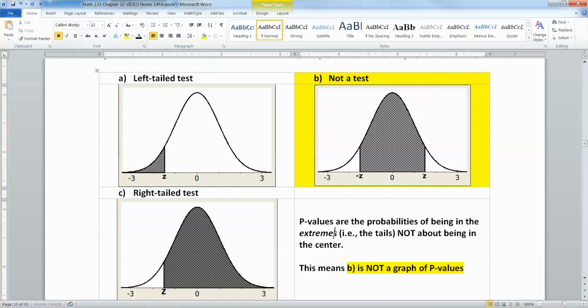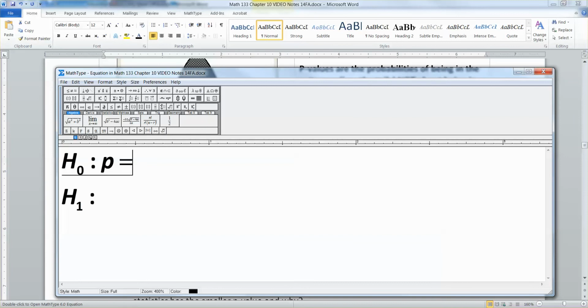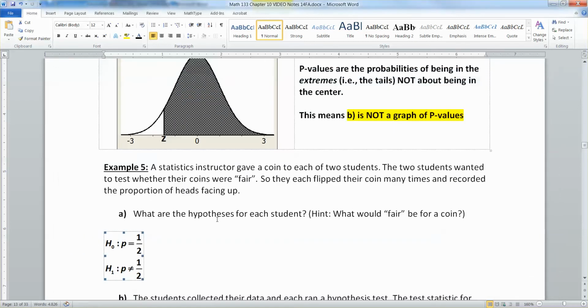All right, now let's think about this. A statistics instructor gave a fair coin to each of two students. The two students wanted to test whether their coins were fair, quote unquote. So they each flipped their coin many times and recorded the proportion of heads facing up. So they're concerned about the proportion of heads because if it's fair, now let's think about this. This will be your hypotheses. If you have a fair coin, what will be your proportion of heads? Well, since it's a coin, the proportion of heads will be 1 out of 2, which is 0.5. If it's not fair, then the proportion will not be 0.5 or 1 out of 2. So that would be fair, not fair.